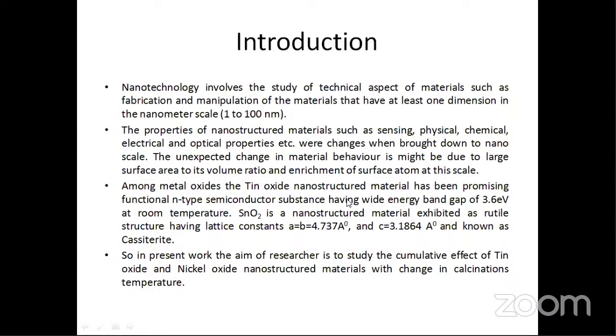Among metal oxides, tin oxide nanostructured material is a promising functional N-type semiconductor, which possesses a wide band gap of 3.6 electron volt at room temperature. SnO2 is a nanostructured material exhibiting a rutile structure having lattice constants a and b equal to 4.73 angstrom, and c equal to 3.18 angstrom, and is known as cassiterite in its general form. So in the present work, the aim of the researcher is to study the cumulative effect of tin oxide and nickel oxide nanostructured materials with change in calcination temperatures.